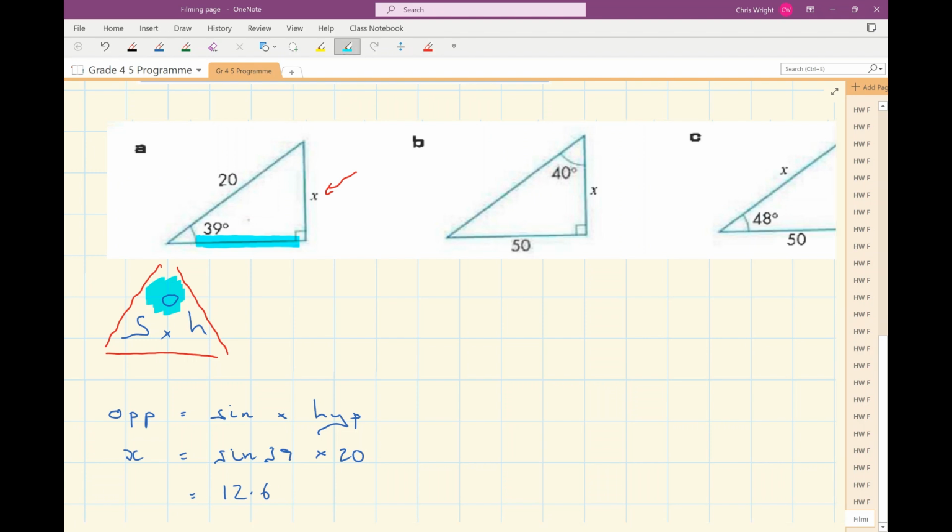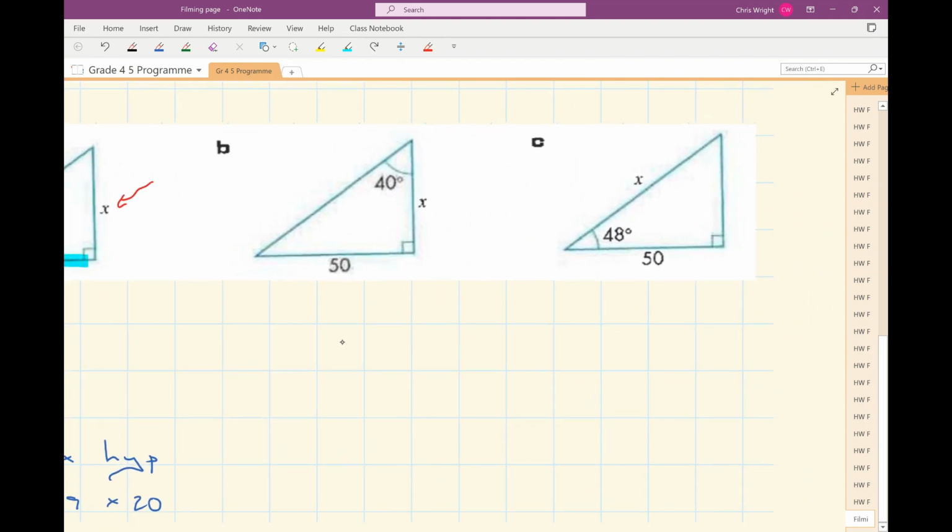Now be careful. Do not just type sine 39 times 20 in a oner, because if you do, it will do 39 times 20 and sine that. So I type sine 39 equals times 20 equals. Now, let's have a look at B.